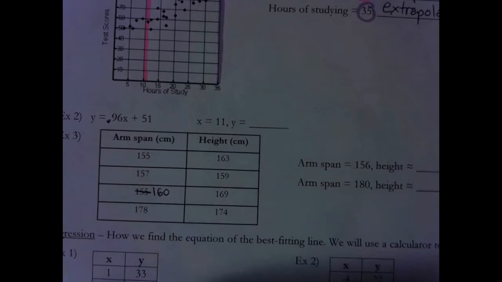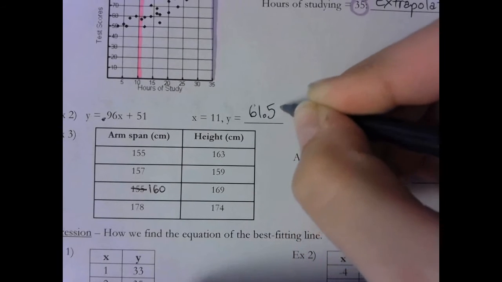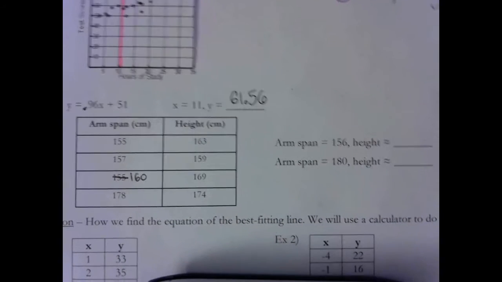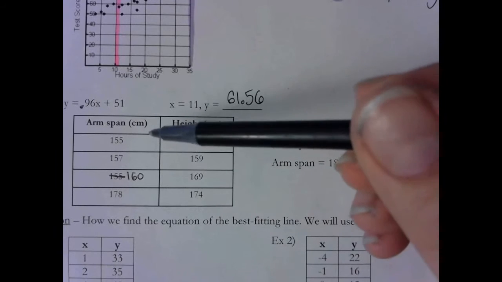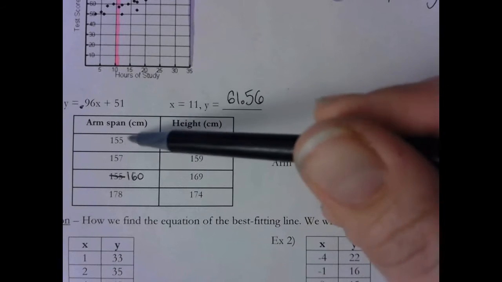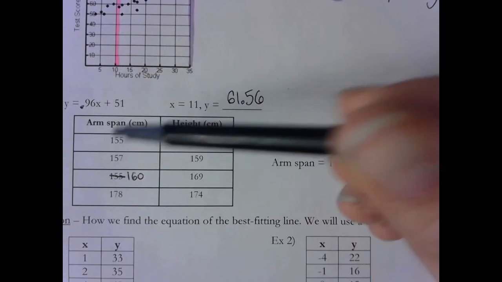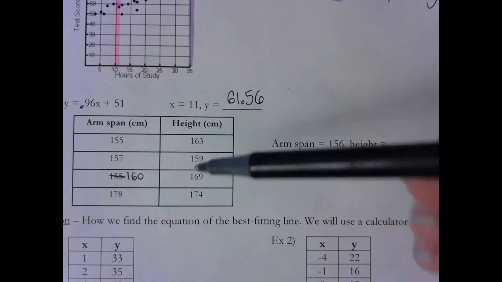And that's what we're going to write on our paper. 61.56. Fabulous. So we are able to find it by just plugging in our value for x. Okay, if you're given a chart, it's a little different. So weird chart, I know, I picked an odd one. So we're told if someone's arm span is 155 centimeters, then their height might be about 163 centimeters.